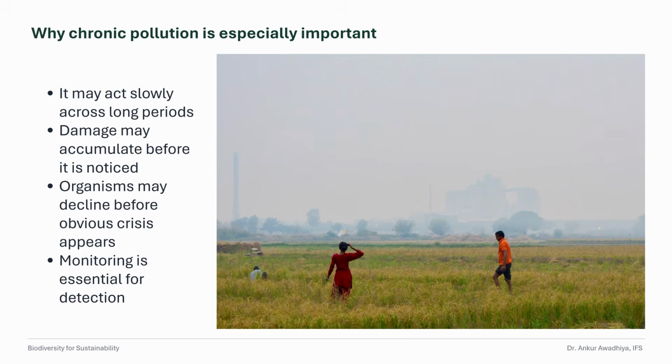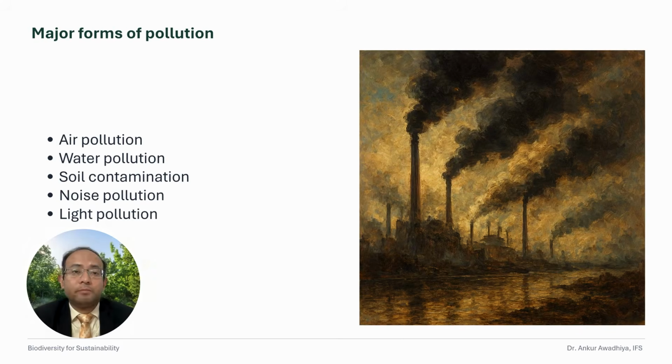The image helps us see this clearly, with industry in the background, an agricultural field in the foreground, and haze in the air, showing how pollution can be present even when damage does not appear dramatic at first. This is exactly why ecological monitoring becomes essential. Without repeated measurement and trend analysis, chronic pollution can cause lasting biodiversity loss before anyone even recognizes the pattern.